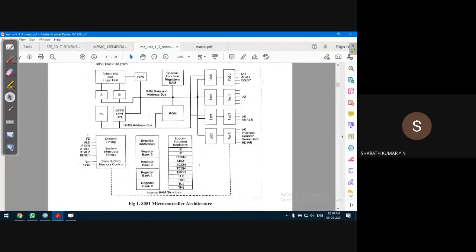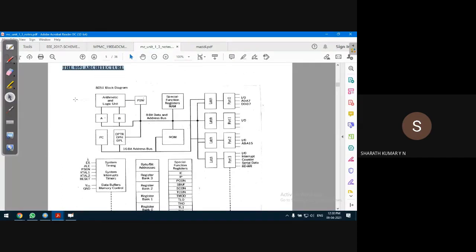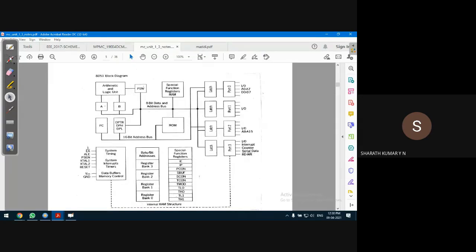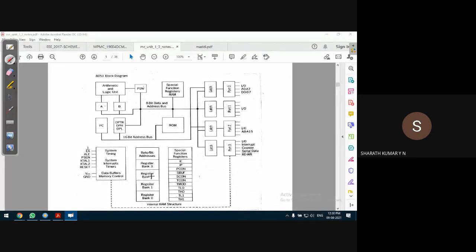What are the various components of an 8051 microcontroller? Let us quickly go through the various blocks in the processor, controller. Then we'll discuss the salient features of the 8051 microcontroller. 8051 block diagram: ALU. ALU is the arithmetic logic unit. This block is responsible for performing various arithmetic and logic operations.